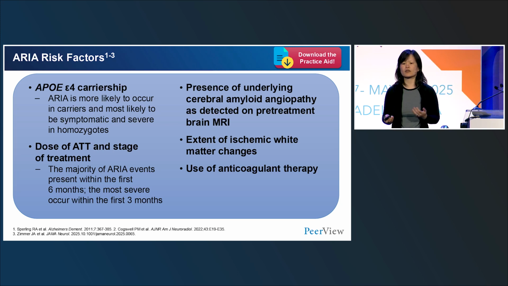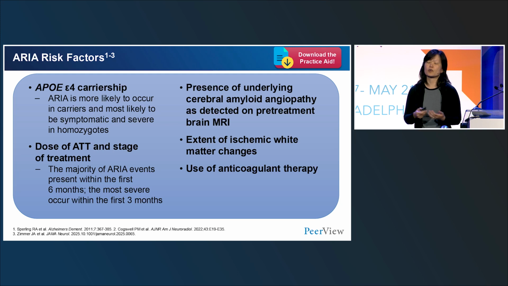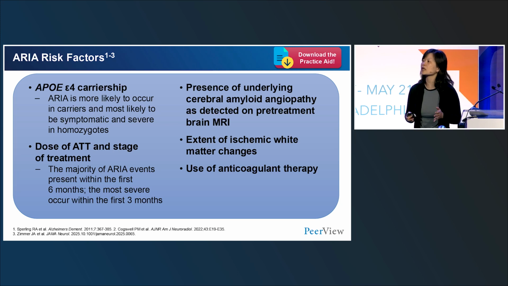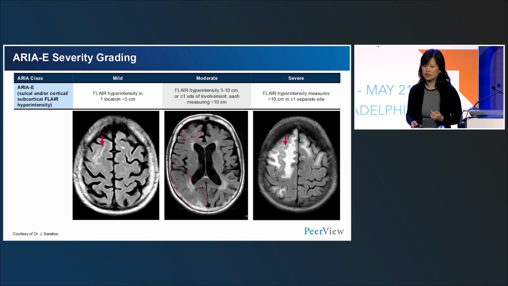So in terms of ARIA risk factors, ApoE4 is a key one. ARIA is more likely to occur with these ApoE4 carriers, especially the homozygotes. The homozygotes especially are at very high risk. The dose matters. So with higher doses, you have increased ARIA risk. And also the majority of ARIA events happen early. So it tends to be the first few months that you see ARIA. Once they've been on it for a while, usually the risk tapers off. But really the first few months of monitoring are very crucial. Again, anything that's suggestive of underlying CAA could be a risk factor for ARIA. Ischemic white matter changes, so grading the white matter in some way, if you use the Fazekas scale or mild, moderate, severe, to somehow put that in your report, and then use of anticoagulation.